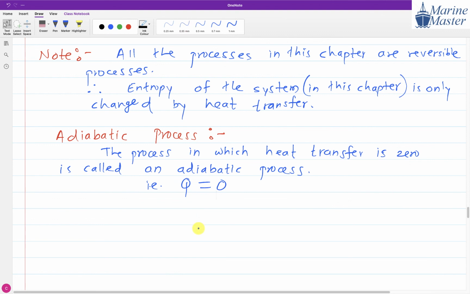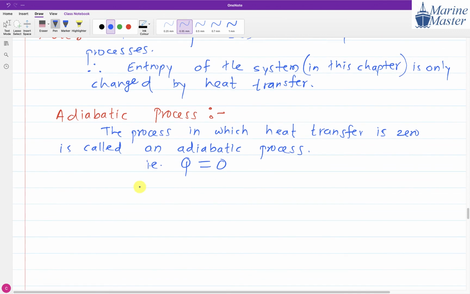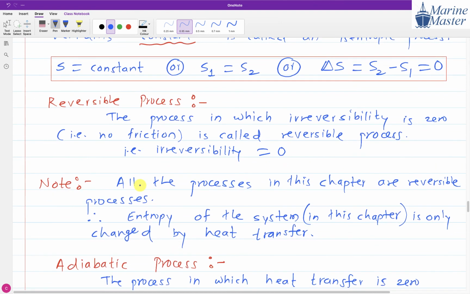Now, just now we have seen that all the processes in this chapter are reversible processes. It means the entropy of the system is only changed by heat transfer. That is what we have seen.